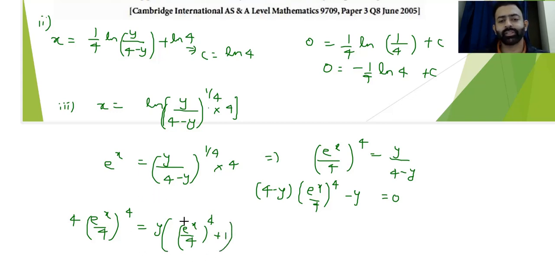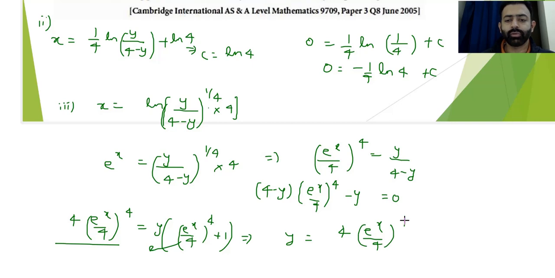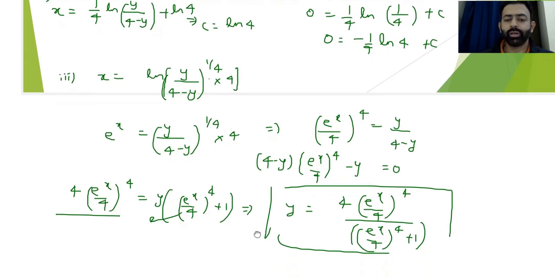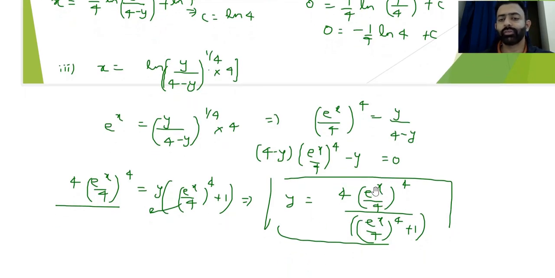Right, now it says that when x becomes very large and positive, I can transfer this to the denominator. So y is equal to 4 e raised to power x by 4 raised to power 4 upon e raised to power x by 4 raised to power 4 plus 1. Right, so this is your y expressed in terms of x. Okay, now here it says that when x becomes very large, what will be the value of y? Okay, that means we have to find out the limit value of this.